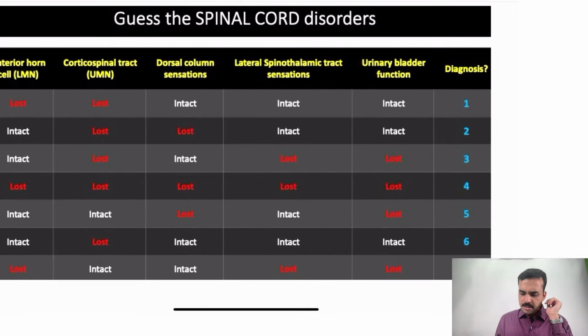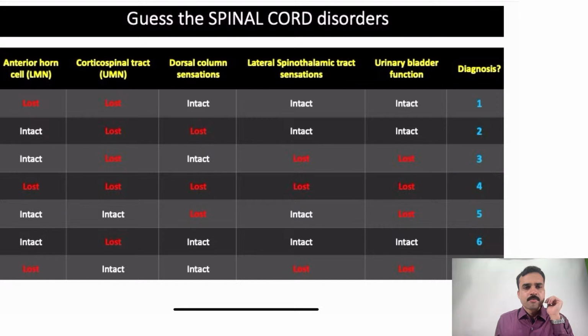If there's a lesion affecting the anterior horn cell, the corticospinal tract, but it's sparing the dorsal column, lateral spinothalamic tract, and urinary bladder function, what would the diagnosis be? So remember, if both LMN and UMN lesions are there and everything else is spared, you have to think of mainly a disorder that's affecting only the motor neurons, which means it's a motor neuron disease, right? So a motor neuron disease that's affecting the spinal cord, it could be a part of ALS, or it could be a primary lateral sclerosis also.